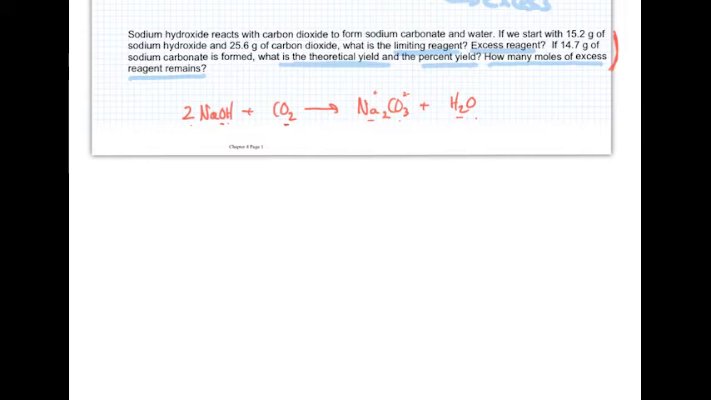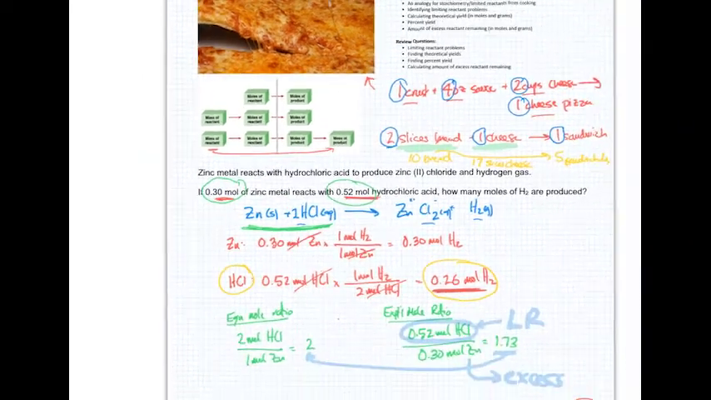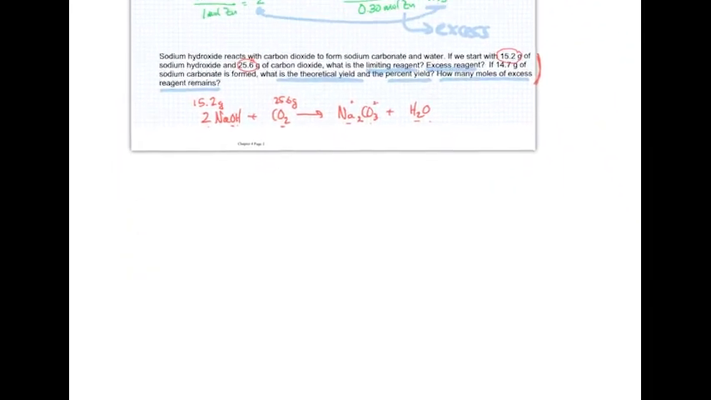Now, looking at the problem, we say if we start with 15.2 grams of sodium hydroxide and 25.6 grams of carbon dioxide, what is the limiting reagent? So I'm just going to write these above here, 25.6 grams of this and 15.2 grams of sodium hydroxide. So this is a grams to moles type problem. We saw a couple of these before. Remember, we've got now mass of reactant going to mass of product. That's the type of problem that we have.